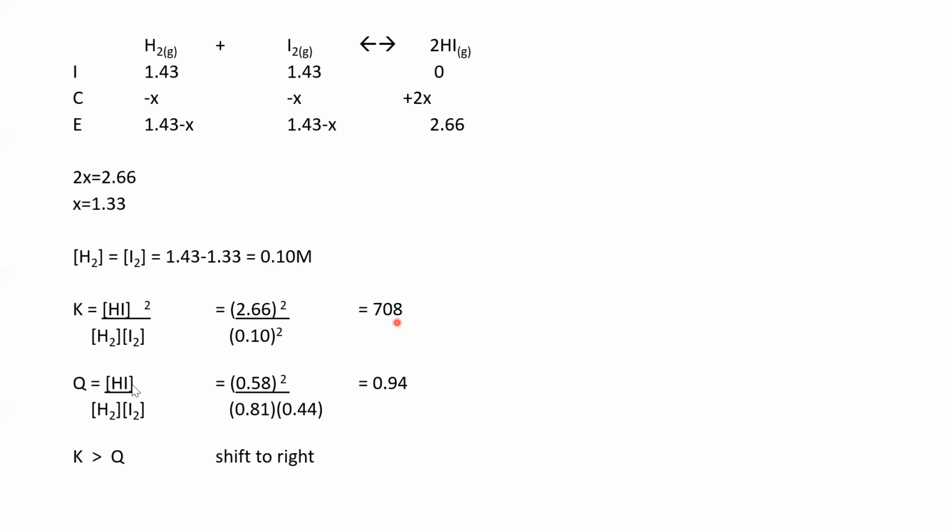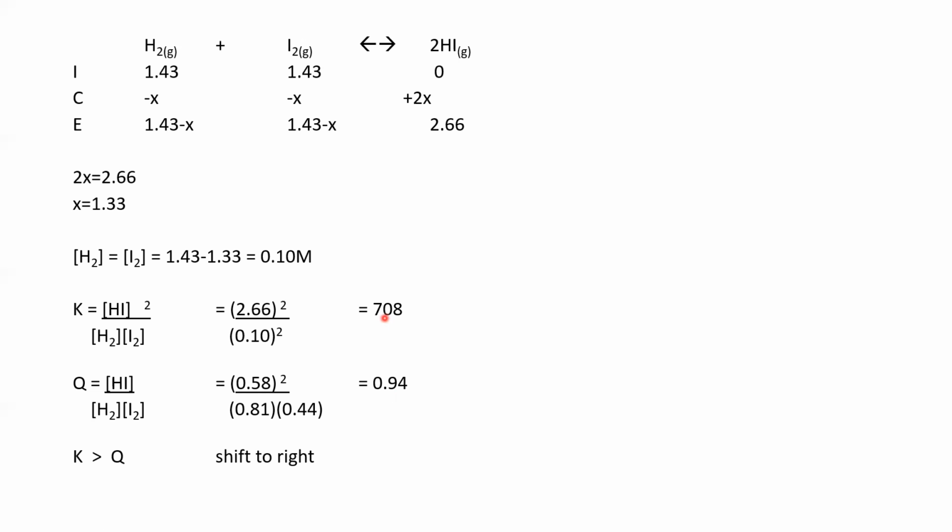For the third question, since we don't know if we're at equilibrium or not, we're using Q. The expression is the same. There should be a square here, sorry, that square got dropped somewhere. This expression is the same as the other one. Now we put in the new numbers: 0.58 squared divided by 0.81 and divided by 0.44 gives us 0.94. This number is nowhere near K, so the system's not at equilibrium.